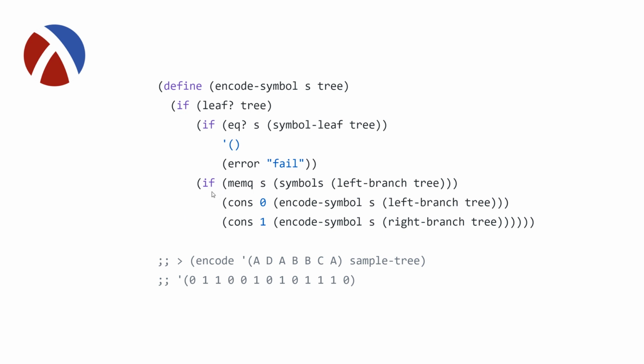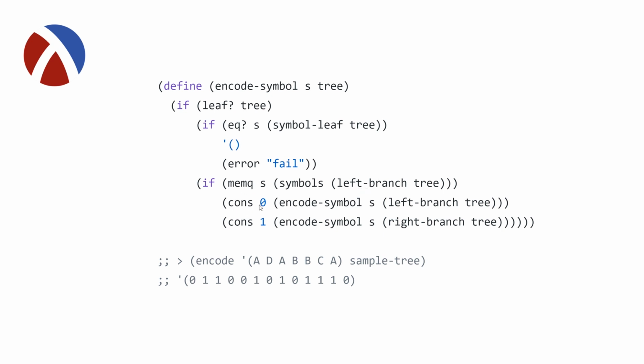Otherwise, in the alternative of our original if expression, we're doing the following. We're checking to see whether S exists in the symbols at the current node on the left branch of our tree that we're at right now. If that's the case, we're going left, which means we need to encode a 0.